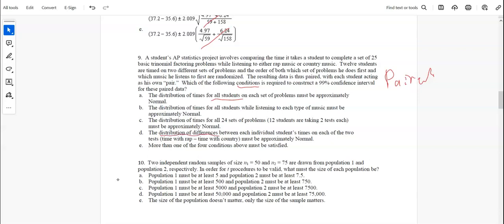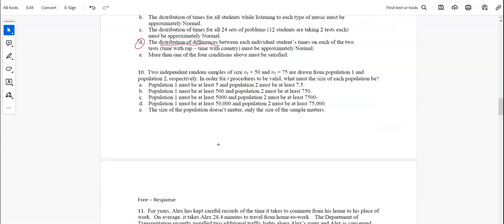Remember, paired data is all about the differences. And so that's why D is correct. The other ones are close to correct. It's hard to knock them all out there, but paired data, it's all about the difference. So you're taking the two values and subtracting them to get the differences.